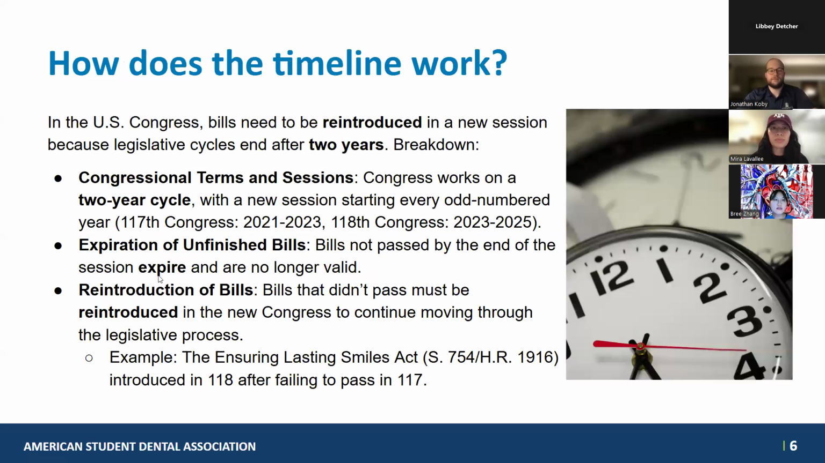Next slide. So how does the timeline work? What happens is the bills need to be reintroduced in a new session because legislative cycles end after 2 years. So Congress works on a 2-year cycle with a new session starting every odd numbered year. So basically, the 117th Congress was between 2021 to 2023. The 118th Congress was between 2023 to 2025. And I believe it ended like January 3rd, 2025.